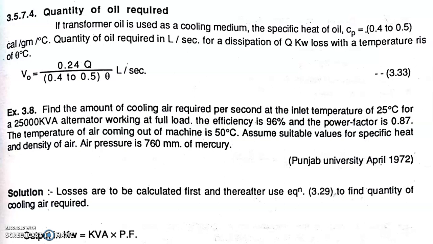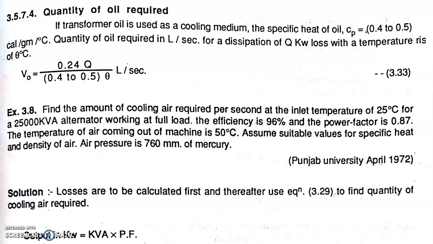Let's see a problem on that. A simple problem: find the amount of cooling air required per second. The inlet temperature is given as 25 degrees Celsius, and the rating of the alternator is 25,000 kVA working at full load. The efficiency is 96% and the power factor 0.87. The temperature of the air coming out of the machine is 50 degrees Celsius. Assume suitable values for specific heat and density of air. Air pressure is 760 mm of mercury.